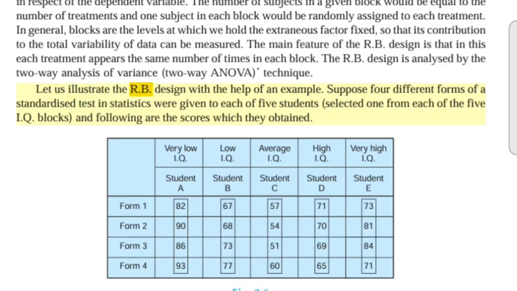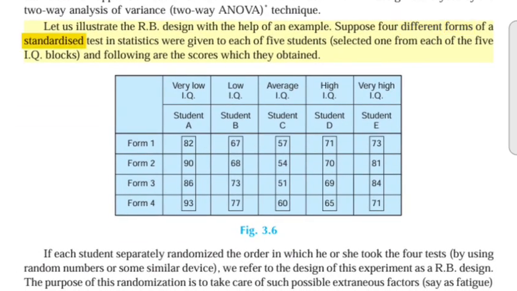Let us illustrate the RB design with the help of an example. Suppose 4 different forms of a standardized test in statistics were given to each of 5 students, selected one from each of the 5 IQ blocks, and following are the scores which they obtained.